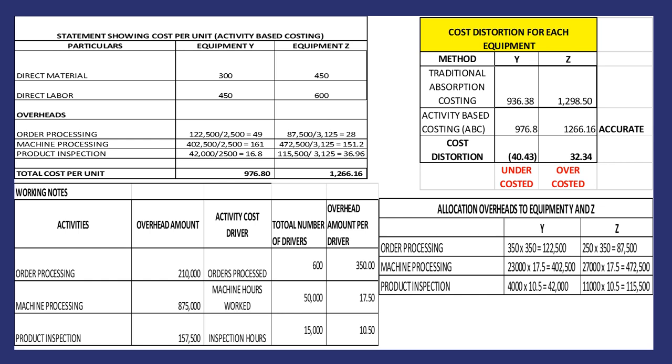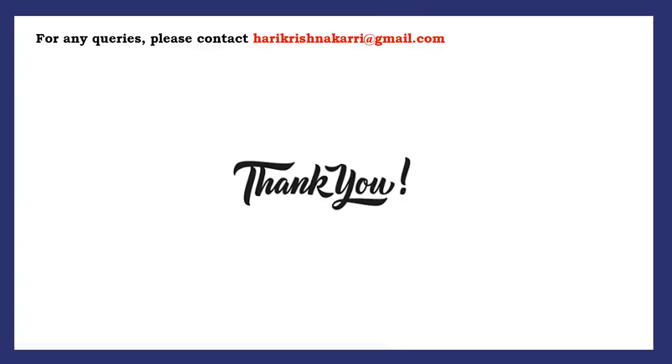I hope you understand this calculation. Finally, we calculated the overhead cost per unit, the overhead cost allocation using the traditional costing method, then the activity based costing method. When compared to the activity based costing system, what happened under the traditional absorption costing, whether it is undercosted or overcosted. This is the whole explanation. I hope you understand the solution.